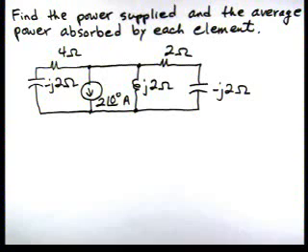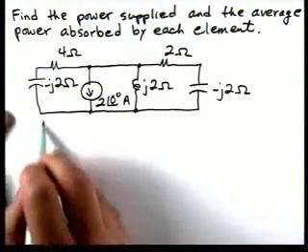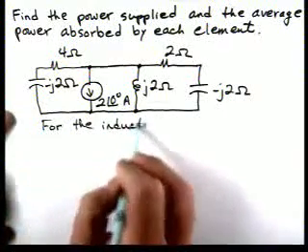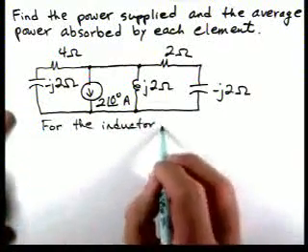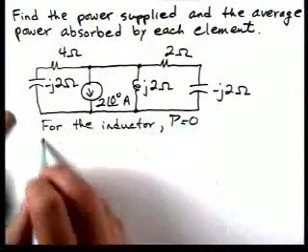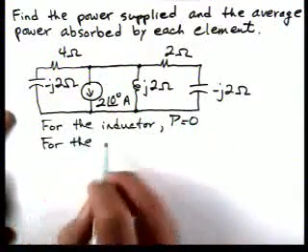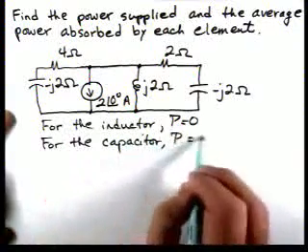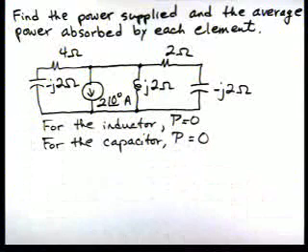In this problem, we want to find the power supplied and the average power absorbed by each element in the circuit. For the inductor, we know the inductor doesn't absorb any average power, and the same is true for the capacitor. So the average power absorbed by the inductor and capacitor are both 0.